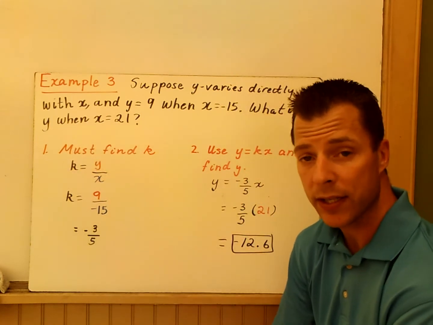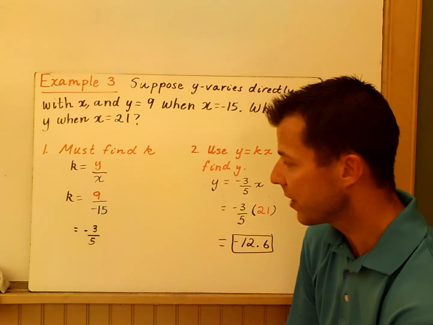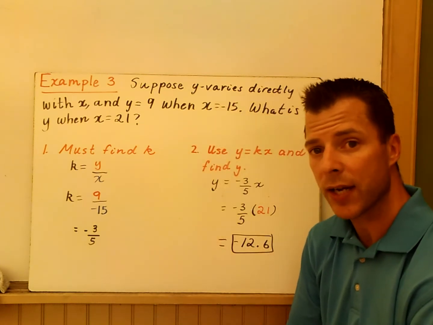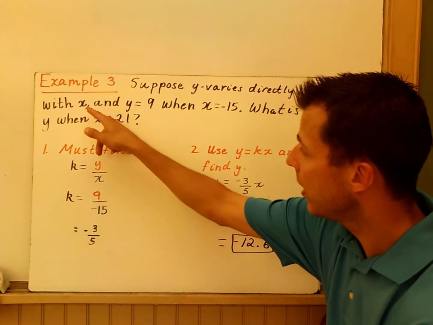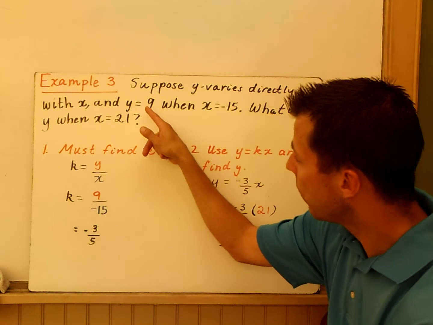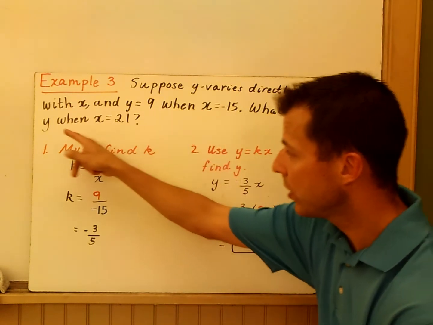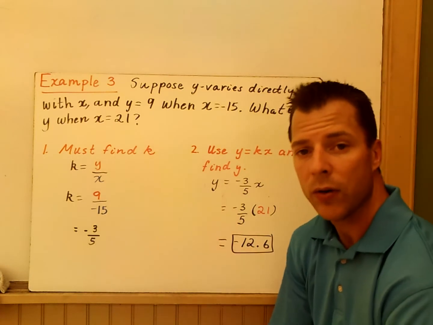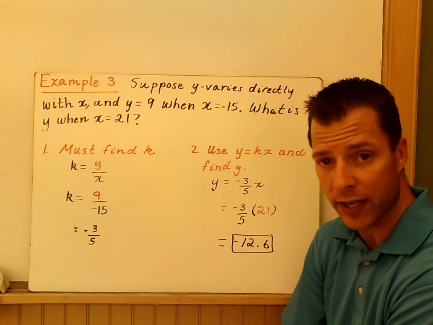So this is a two-part problem here. We know that y varies directly with x, so we know we have some type of y equals kx equation. We also know that y is 9 when x is negative 15. Then we want to know what y is when x is 21. Well, we need the rule, we need the equation.